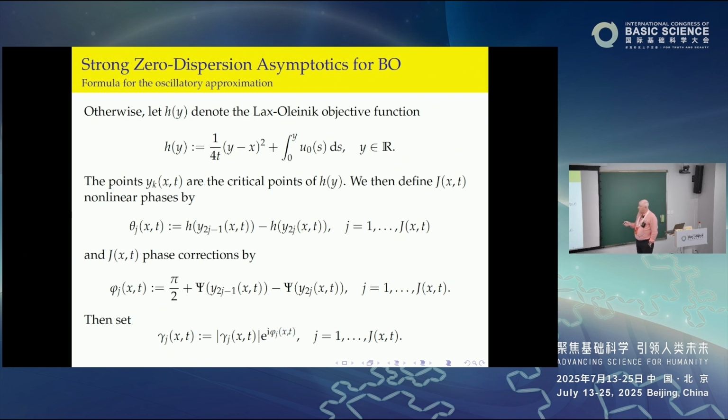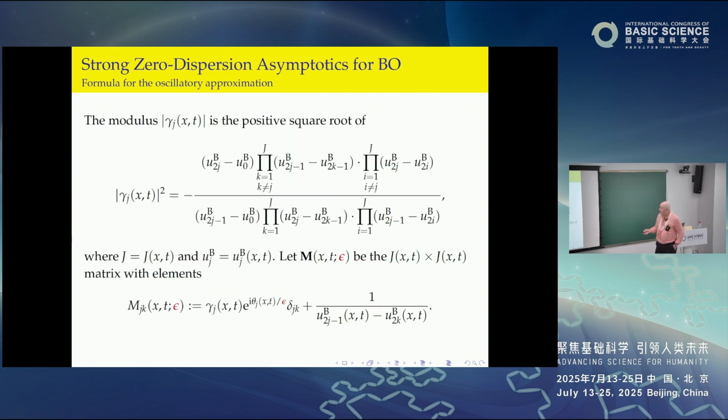Okay, so then we define some nonlinear phases, j of them, in this way, just by taking the difference at consecutive critical points of this function h up here. Those are functions theta_j of (x,t). And then there are some corrections to those phases that are built from that capital psi function that we had on the last slide, again evaluated at consecutive critical points, okay? And then I'm going to build a quantity gamma_j, whose modulus is going to be shown on the next slide, but it has the phase of this slow correction, this phase correction phi_j, okay? So the modulus of the gamma_j is, okay.